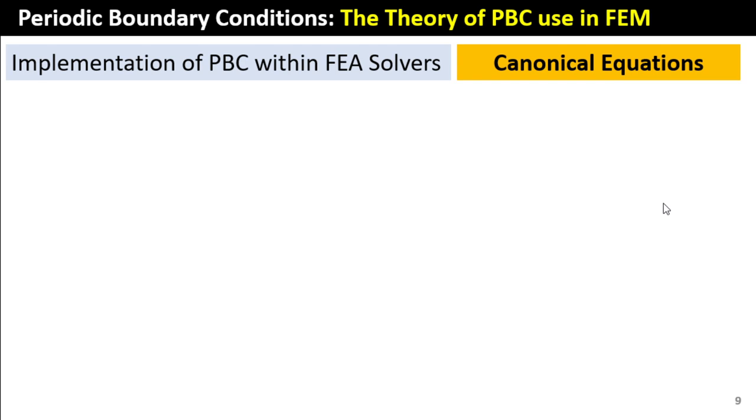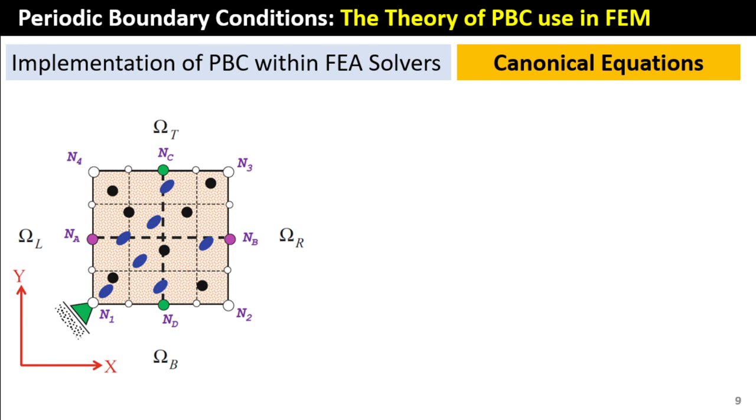A canonical equation is basically an equation of a variable, displacement or whatever, that has to always be equal to zero. Again, I pick up an RV with different microstructural constituents in them. This could be concrete, and it is currently pinned at this point. So we can identify all these boundary nodes. I've selected some nodes N_A, N_B, and N_C, N_D, and then N_1, 2, 3, 4, with also the domains in place.